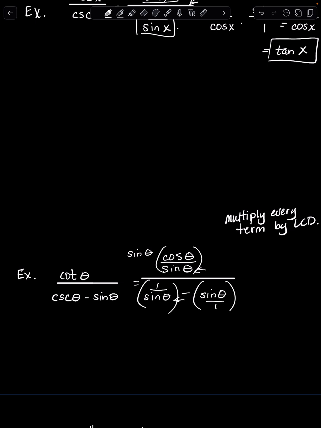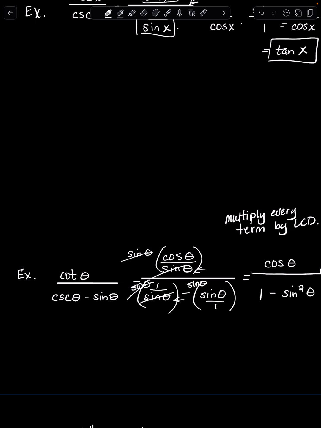So I'm going to multiply the top one by sine of theta. That means those sine of thetas cancel out, and I'm left with cosine up top. And then when I multiply the bottom one by sine of theta, those sines of thetas cancel out and I'm left with 1. And then when I multiply this by sine of theta, those are both on top, so those don't cancel out. I'm left with negative sine squared of theta.